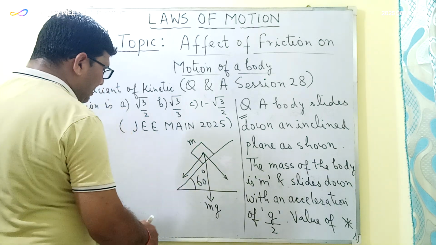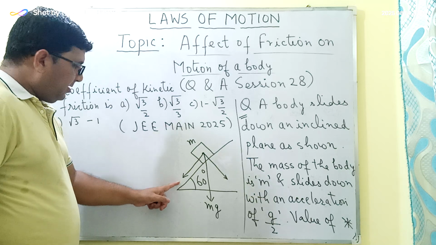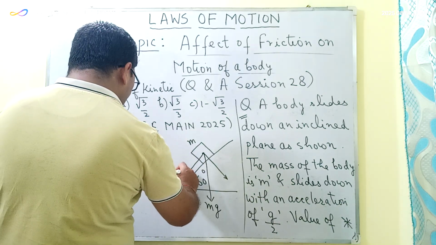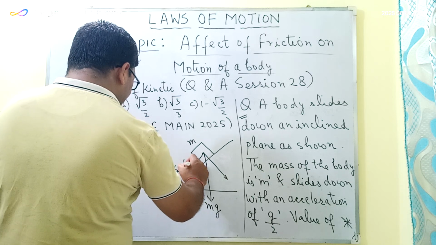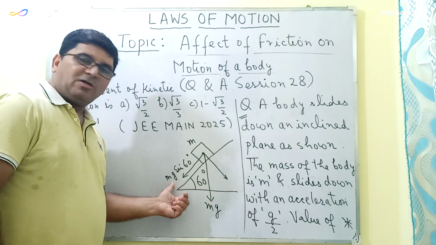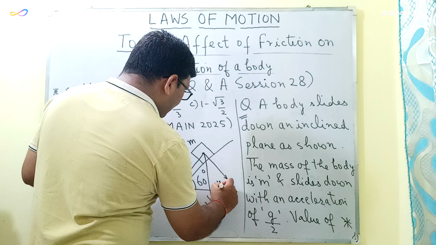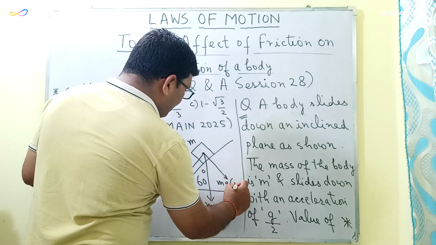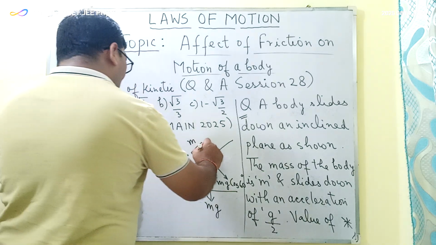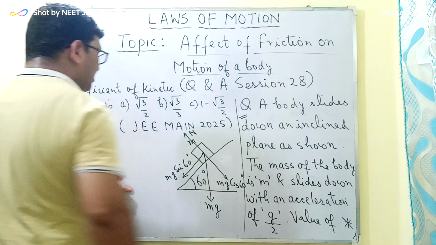Now the component which is parallel to the inclined plane will be directed down the plane as shown in this figure, and this will be equal to mg sin 60. The angle of inclination of this plane with the horizontal is 60 degrees. The component perpendicular to the inclined plane will be equal to mg cos 60. And the normal reaction will be acting in this direction like this.